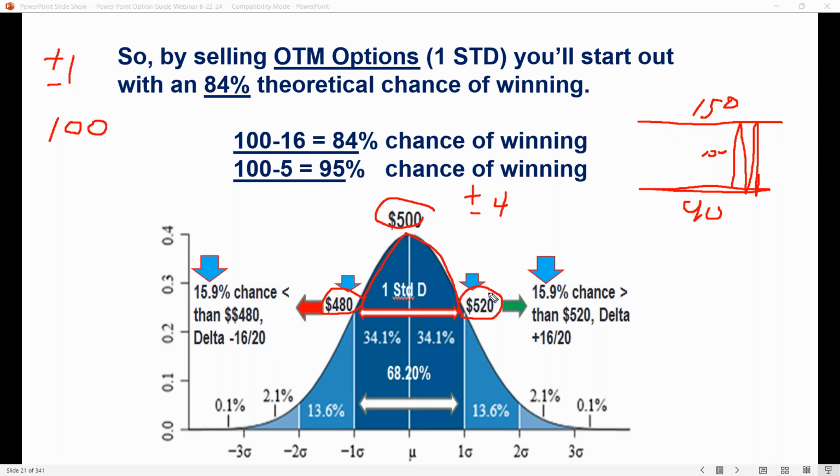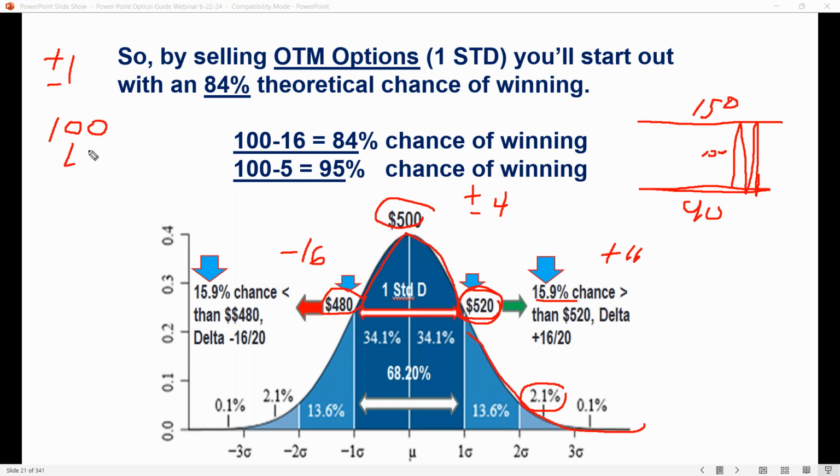All right. So if we were to sell this outside price point, the 520, that's going to have a delta of around 16. Basically it's saying there's a 15.9% chance of exceeding that 520. So that expectation of exceeding it goes lower and lower the further you get on the curve. Here's 2 standard deviations, a very low probability to get there theoretically. This price point is roughly a 16 delta, so a plus 16 delta. On the opposite side, the 480 would be the price point of 1 standard deviation down. That would be a minus 16 delta.